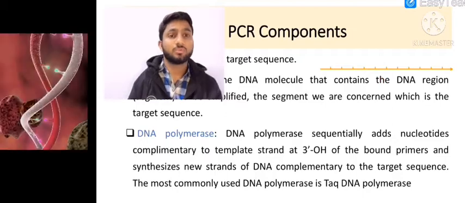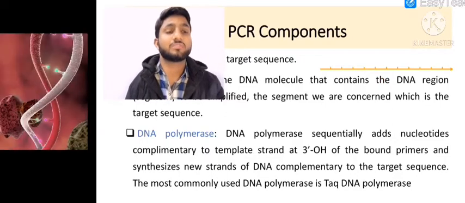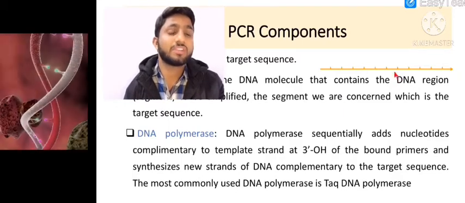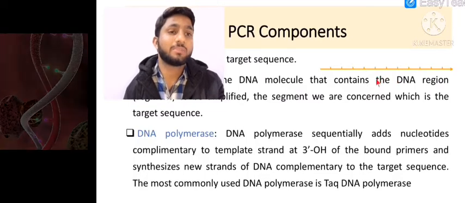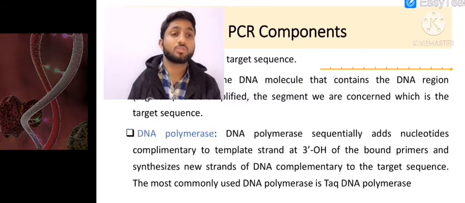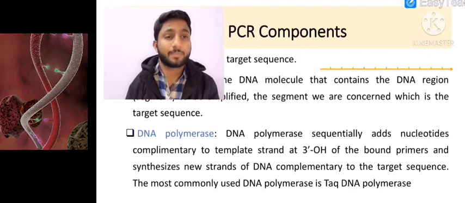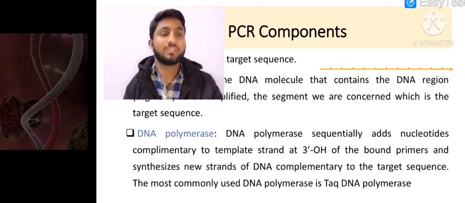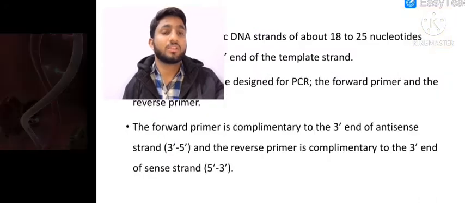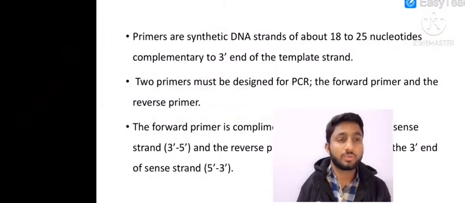If we want to, in the next step we need to add DNA polymerase. What will DNA polymerase do? Actually DNA polymerase will add some nucleotides over here, okay, at the 3' end. At the 3' hydroxyl group end, nucleotides will be added over here, and then we can say amplification of DNA will take place. Okay, further primers are synthesized DNA strands of about 18 to 25 nucleotides.